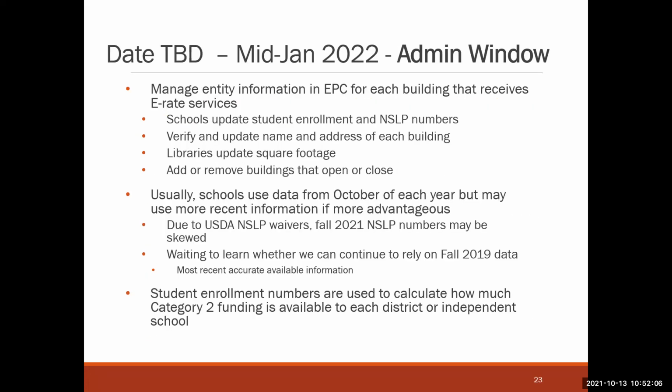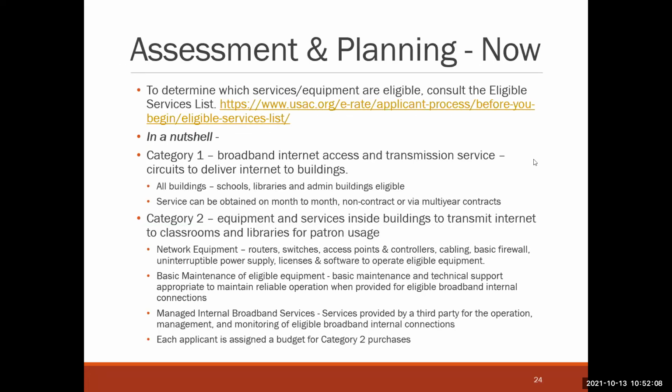So we talked about the assessment and planning, and we talked a little bit about how you would go look at the annual eligible services list that's published each year. You would look at that list to see what services and equipment are eligible, and you would compare that list to what your needs are.